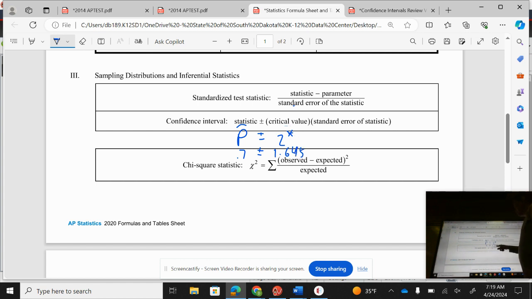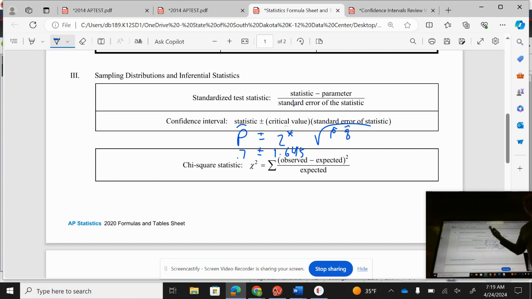It's that bottom number. The degrees of freedom are ruled out. We're not dealing with a T star or anything like that. Then times the standard error of the statistic. So in that case, I look that up, and that is p hat times 1 minus p hat.